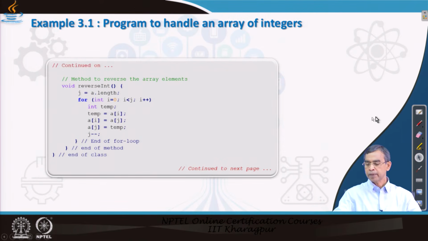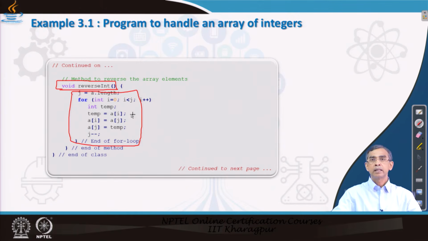Yeah, so this is the method that you can see. The method name is reverseInt, and this is the code of the method, a simple logic by which the ordering of the elements can be made in the reverse order and the elements will be stored in the same array.